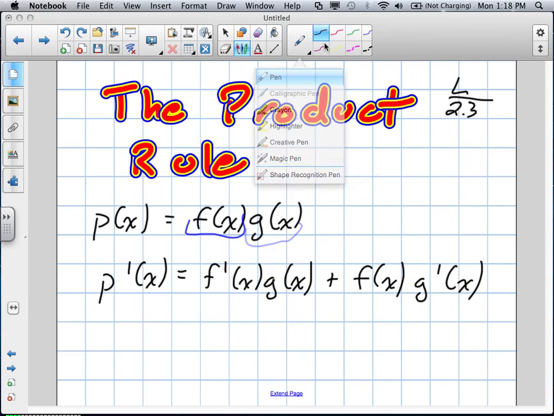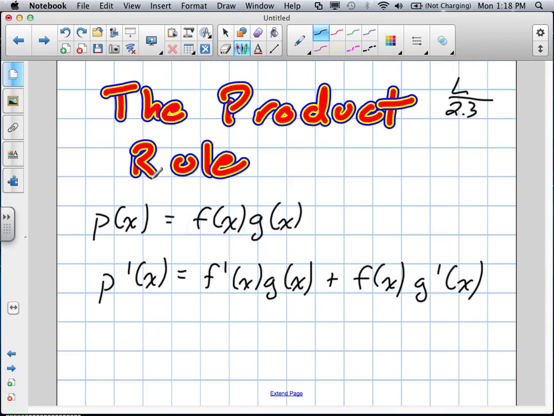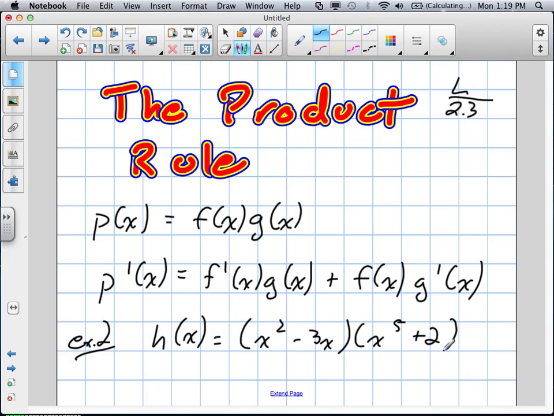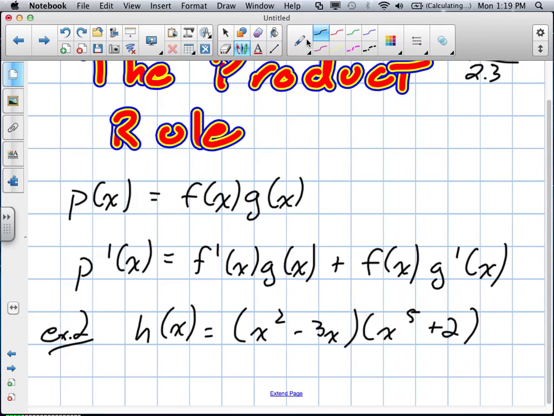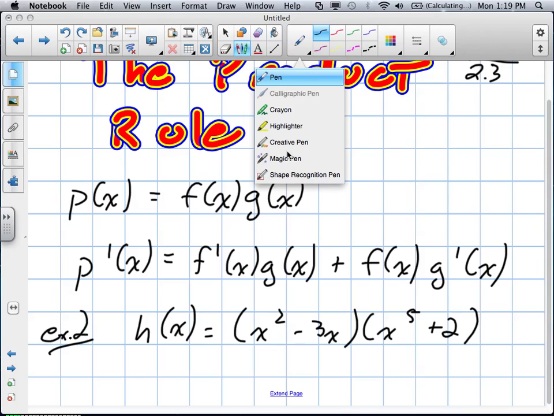So we'll do our first question here. It's the first example in your book. Is it? No, second example, sorry. Example 2. They've given us h at x is equal to x squared minus 3x, times x to the power of 5 plus 2. Okay? Now, remember what we did in the last lesson is we made this a sum question.